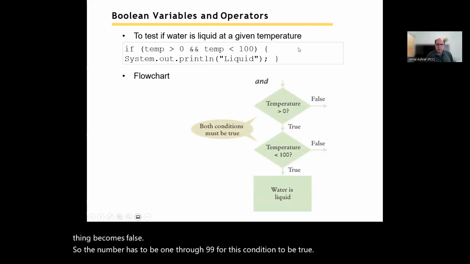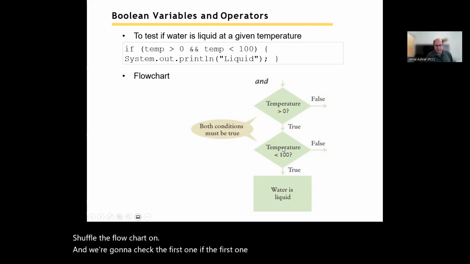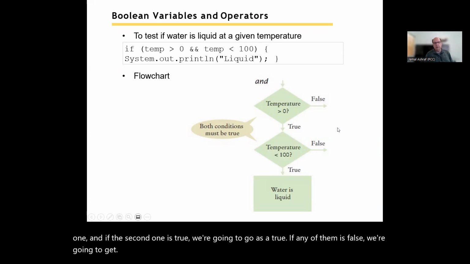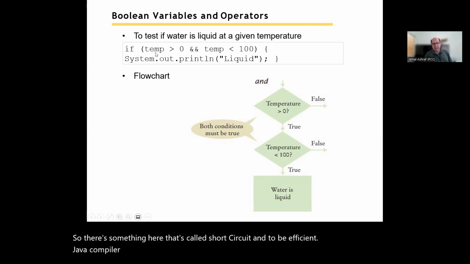So for the flowchart on and, we're going to check the first one. If the first one is true, we're going to check the second one. And if the second one is true, we're going to go as a true. If any of them is false, we're going to get out. There is something here that's called short circuit. To be efficient, the Java compiler is going to check the first one. If the first one is false, it's not going to even check the next one. It doesn't need to check the next one.